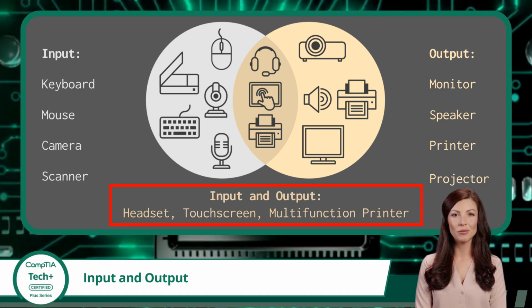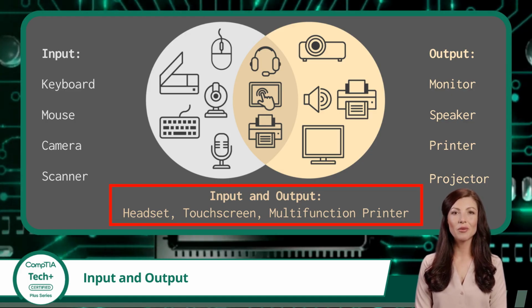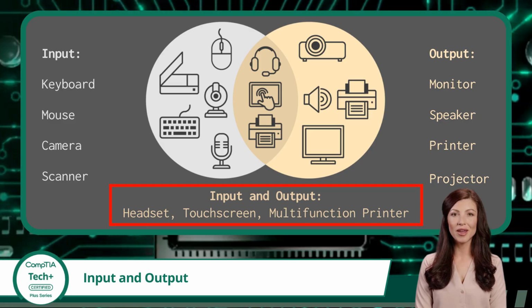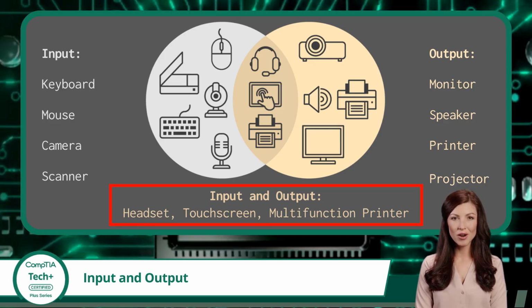And a multifunction printer can scan documents into the system as an input and then print documents out as an output. So to sum it up, input brings data into the computer, output sends it back out to the user, and some devices do a little bit of both. By recognizing the role of each peripheral device, you will better understand how computers work.